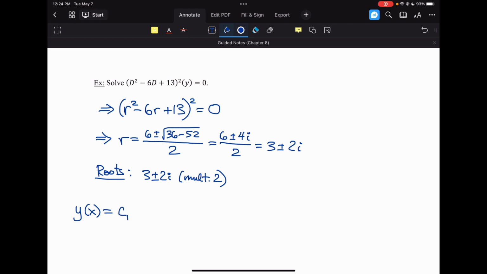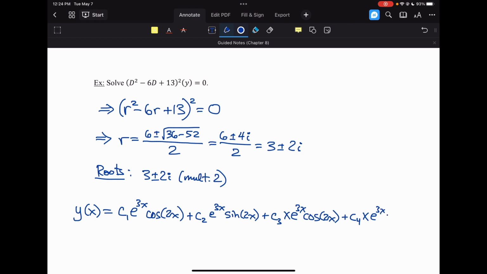So we get c1 e to the 3x cosine of 2x plus c2 e to the 3x sine of 2x plus c3 x e to the 3x cosine of 2x plus c4 x e to the 3x sine of 2x.